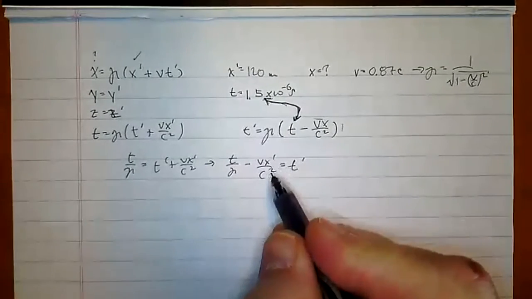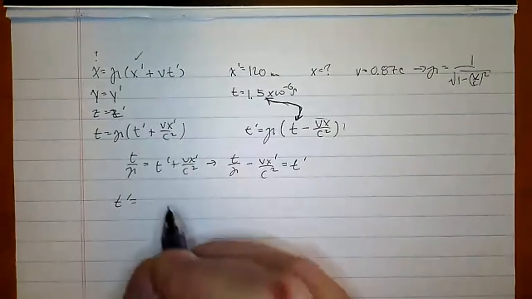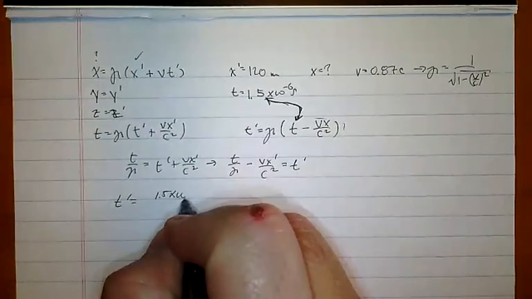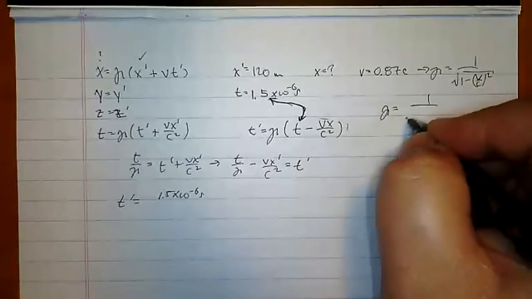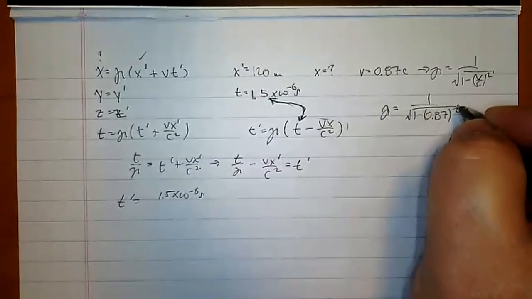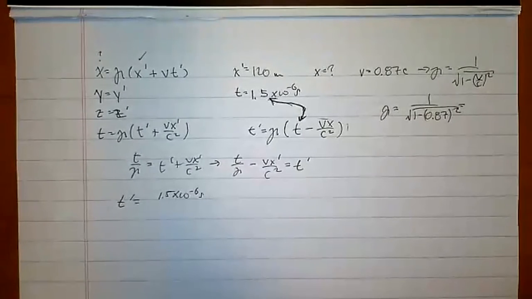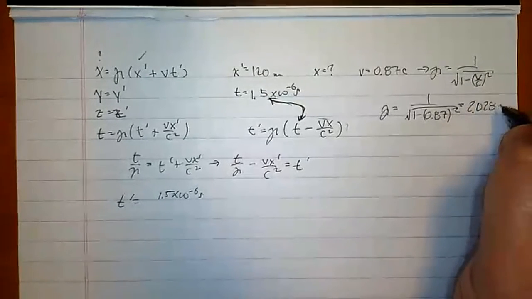Let's first calculate what t prime is. So t prime is equal to t, which is 1.5 times 10 to the negative 6 seconds. Our gamma is going to be 1 over the square root of 1 minus 0.87 squared. So let me figure out what that quantity is. Should be like 2.028, if I remember correctly. Okay, that sounds about right. Let's just check. 2.028, yes. And I'll carry maybe an extra digit, so 2.0282, say.